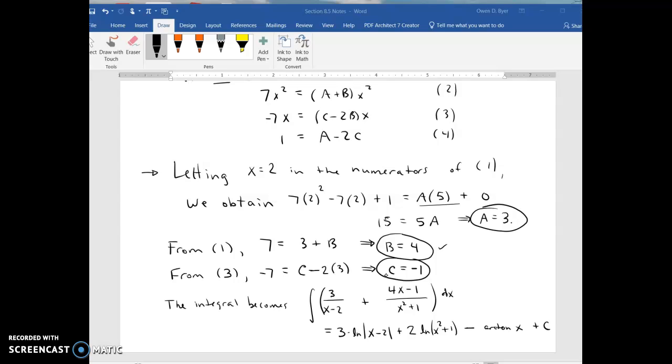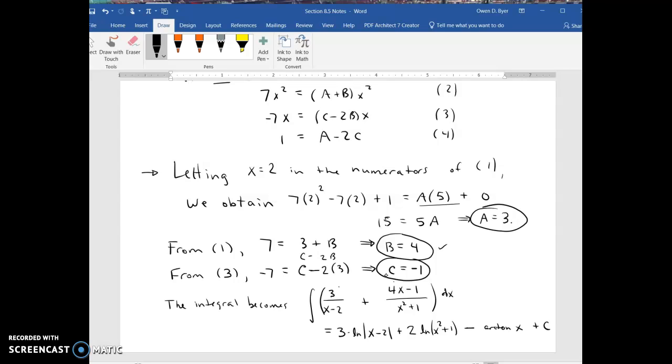I had mistakenly plugged in 3 for C instead of 3 for B. So this should have been C minus 2B. So we plugged in 3 for B. -7 equals C minus 2 times 3. That gives us C equals -1. So A was 3, B was 4, C was -1.